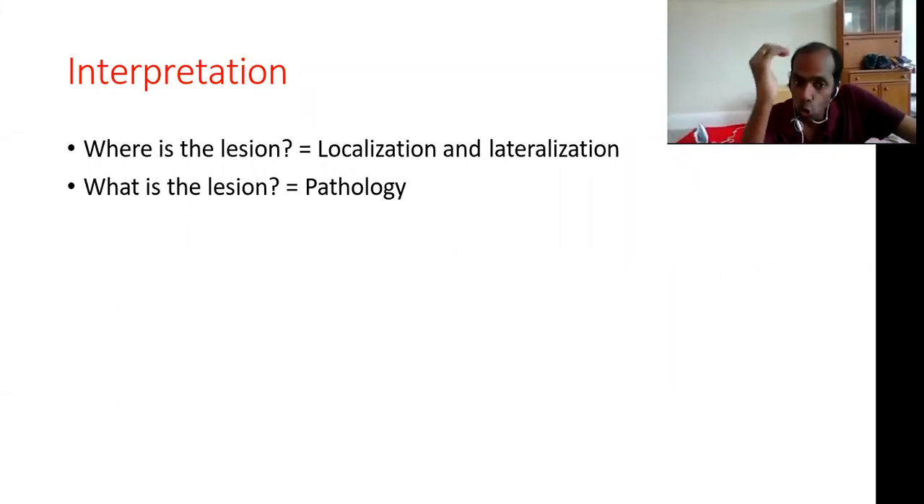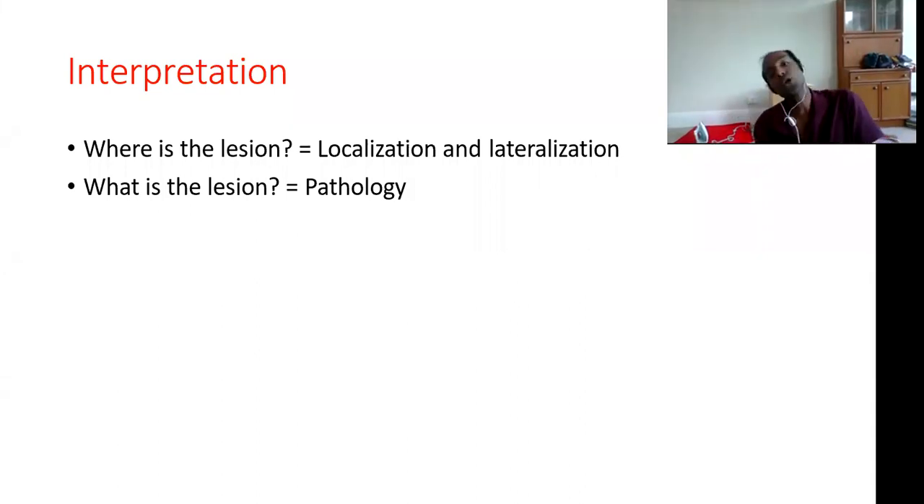In neurology, there are two questions. Professor Chang would have obviously taught you about this. You have to first discuss where the lesion is. Where the lesion is means localization. So localization is where in the nervous system this lesion is. Is it in the brainstem? Is it in the muscle or spinal cord or whatever? Lateralization means whether it's on the left side or the right side. So the question of where the lesion is has two subcomponents that you need to answer. One is localization, where exactly the lesion is in the nervous system.